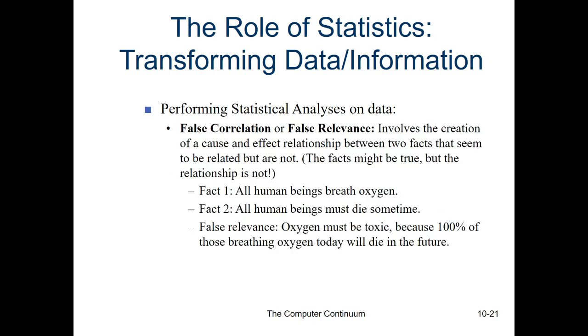There is also an error, false correlation, which we need to understand. It's also called false relevance, in which you falsely correlate something with something else. It involves the creation of a cause and effect relationship between two facts that seem to be correlated but are not. The facts must be true, but the relationship is not. For example, all human beings breathe oxygen. All human beings must die sometime. These are two facts, but the false relevance would be that oxygen must be toxic because 100% of those breathing oxygen today will die in the future. So that's a false relevance. I think you got the idea of what is meant by false correlation or false relevance.